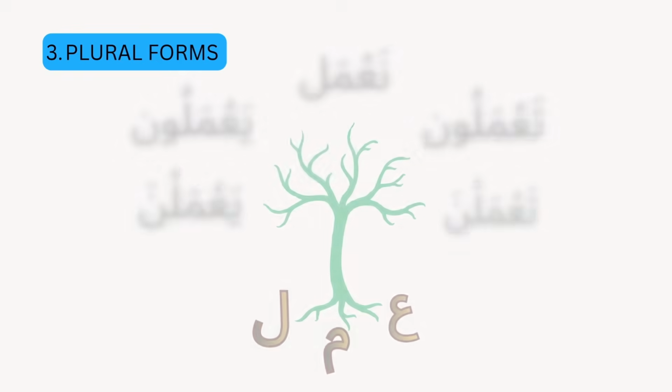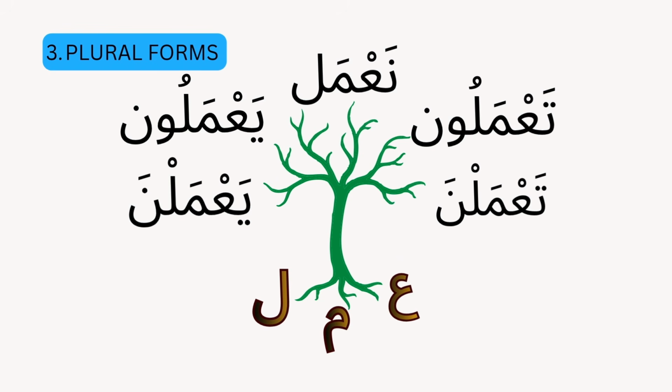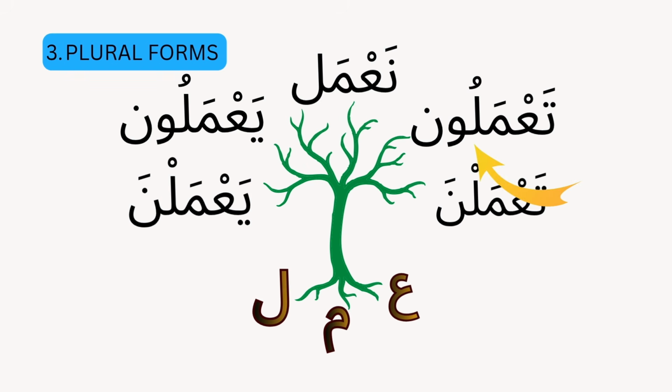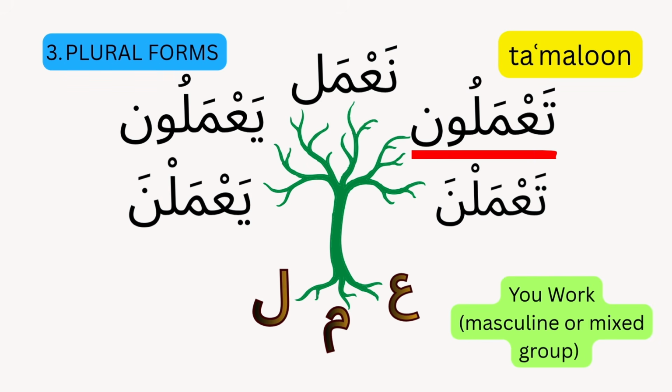Now let's move on to the plural forms, which are used for more than two people. Let's start with the first word. نعمل. The letter noon is added at the beginning to show that we are doing the action. We work. The second word is تعملون. We add ta at the beginning and waw noon at the end to show that you, plural, are doing the action, masculine or mixed group. You work.